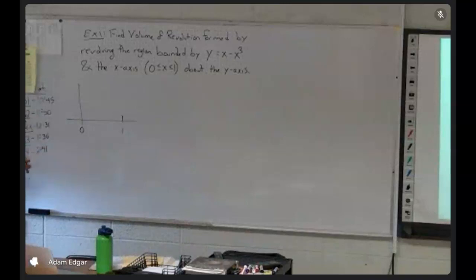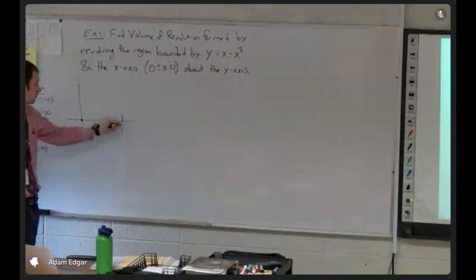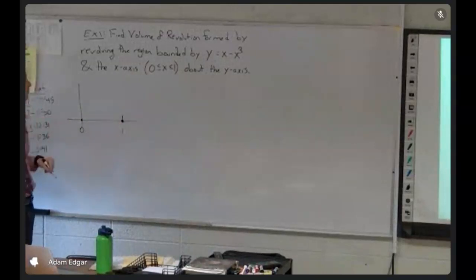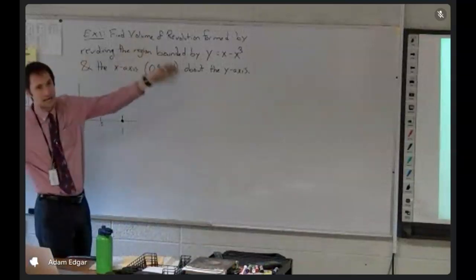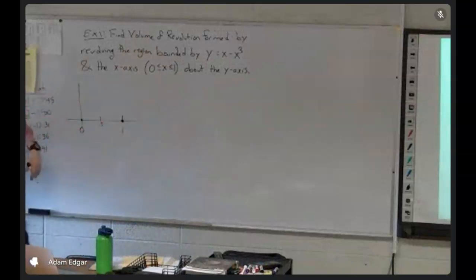Where is this as x equals 0? At 0 and 1. And then in between, does it go up or down? Up. It goes up. Well, that's like 0.5. What's 0.5 cubed, or 1/2 cubed? 1/8. So we have a half minus an eighth. That's positive, right? So a half minus an eighth is 3/8. So we'll say this is 3/8.